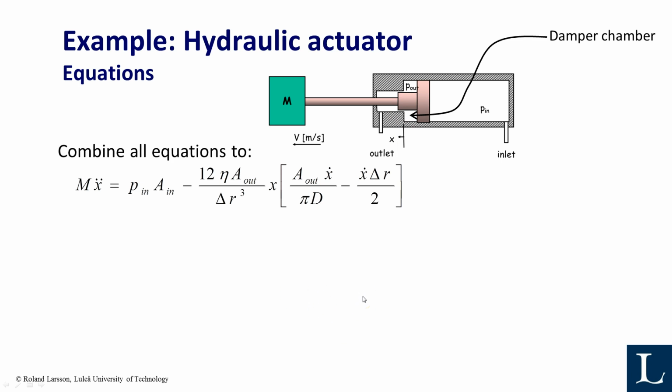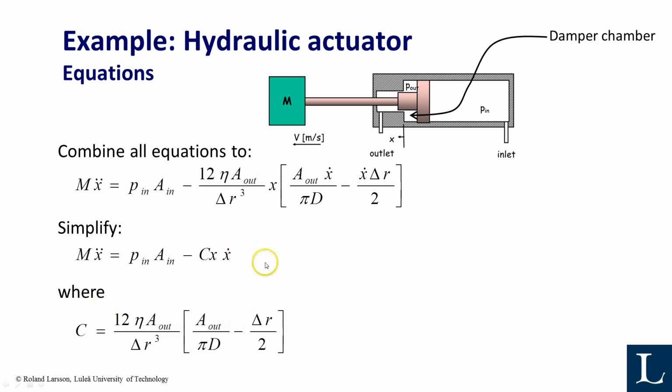So we combine all the equations into one equation. Actually, you can get rid of some of the parameters, and you can simplify this by doing this, and then the constant C just contains constants: viscosity, the clearance, areas, the diameter. So that's a constant. So in this case, you end up with a nice equation like this. And this is actually a differential equation, but it's also a non-linear differential equation, because you have x multiplied by the x dot term here.